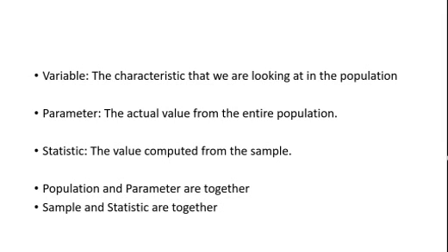The parameter is the actual number from the population. So if we're looking at the election again, at the end, the final vote numbers would be the parameter. That's the actual number.